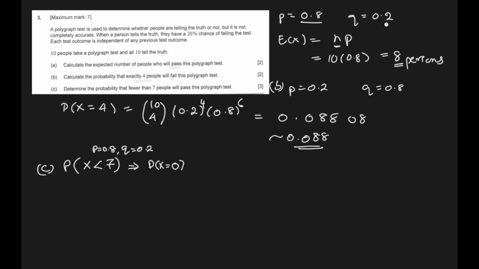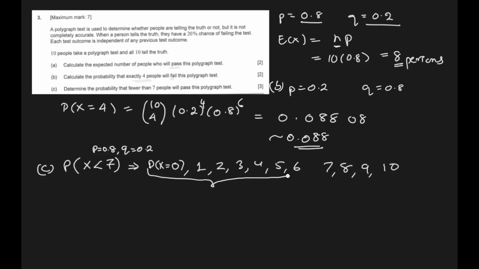Like just the first part, A part. Okay, so P of X less than 7 is 0 and then 1, 2, 3, 4, 5, 6. They're saying fewer than 7, that means not 7. What is excluded? 7, 8, 9 and 10. If I calculate these, there are 8 possibilities. And if I calculate these, there are just 4 possibilities.